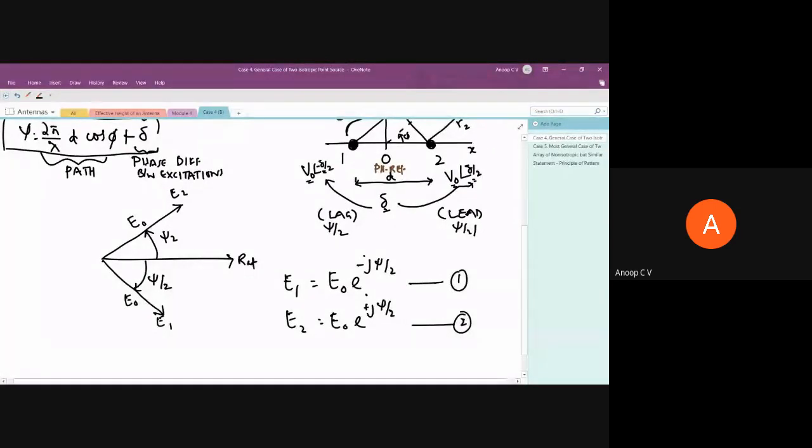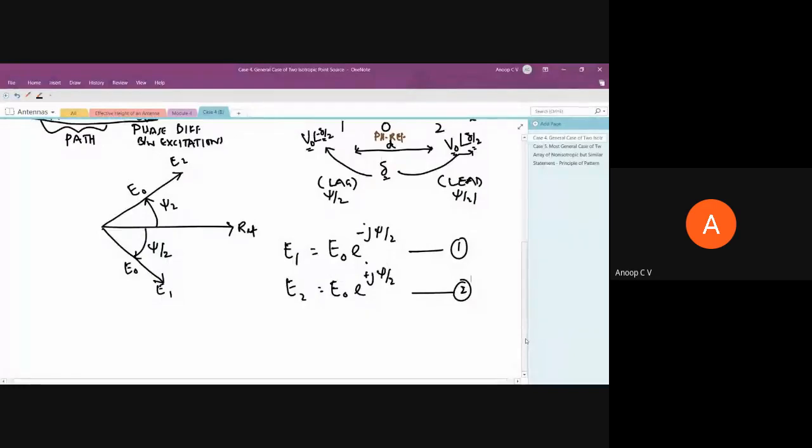So the total phase difference is psi, and it involves the term delta also.